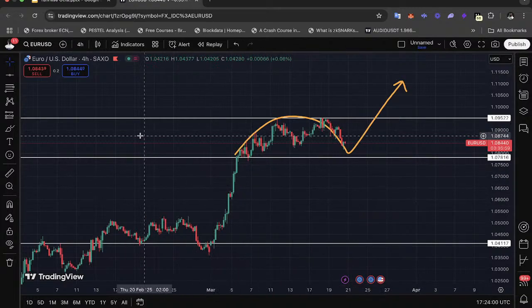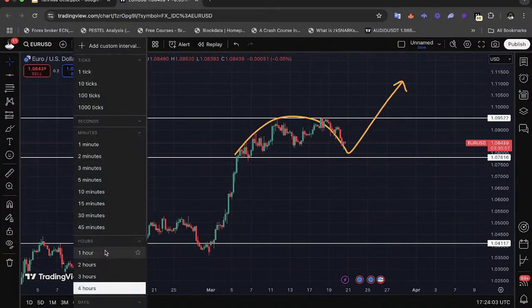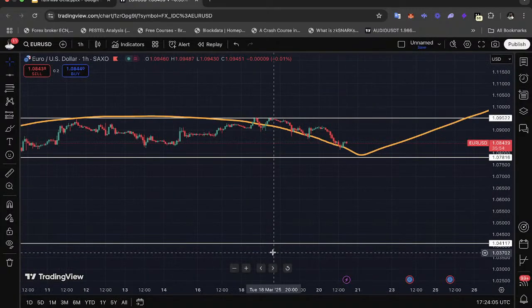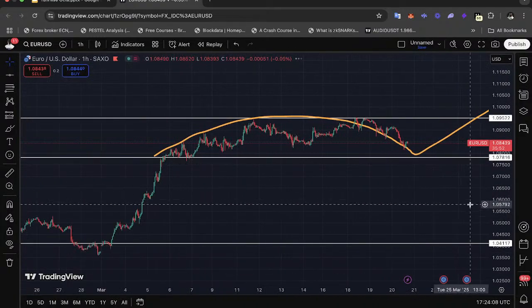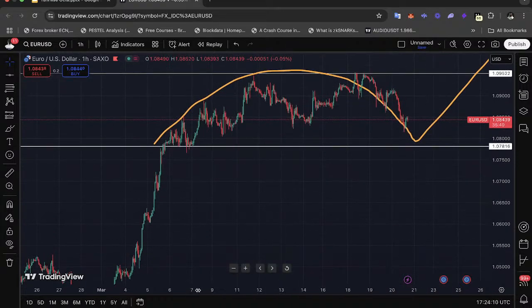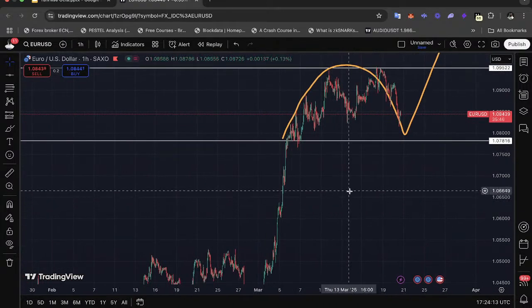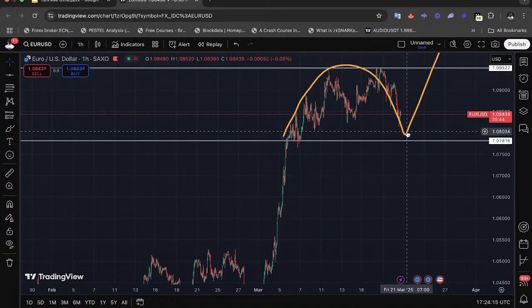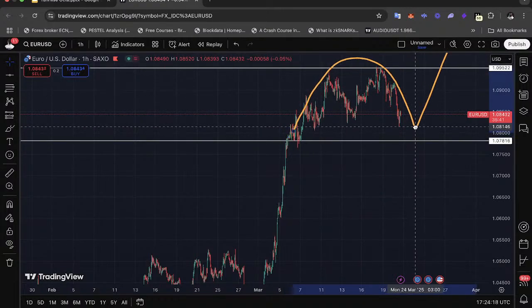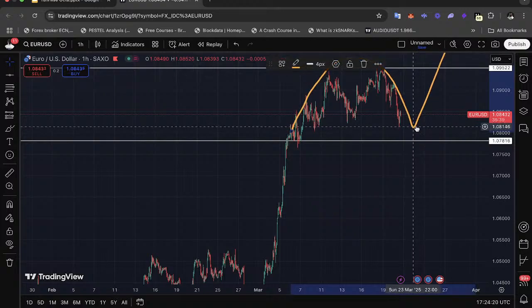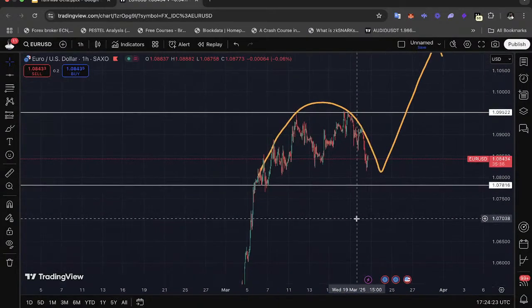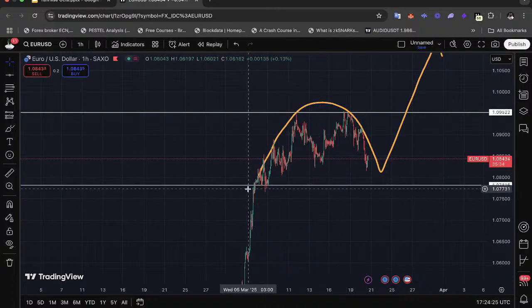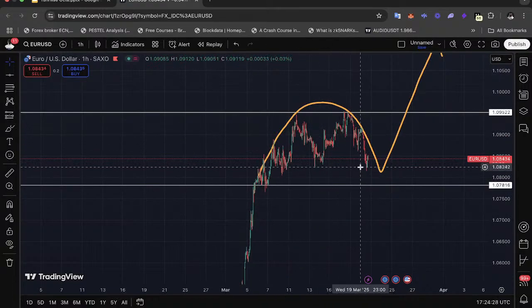All right, let's go down to the 1 hour time frame, for those who are intraday traders and love to trade on the 1 hour. So this is more of an accumulation phase. The market at this level is at an accumulation phase, in the sense that it is preparing for a stronger momentum.